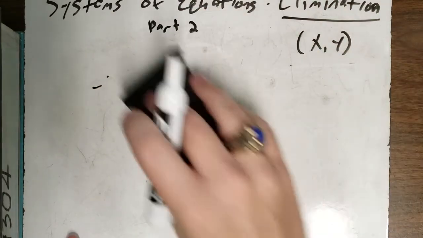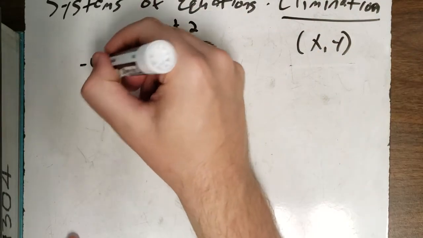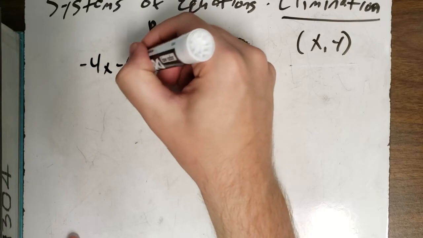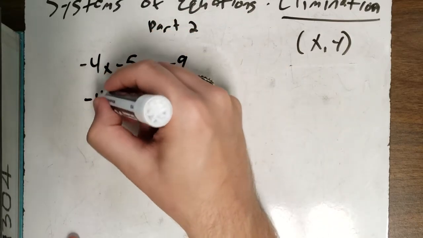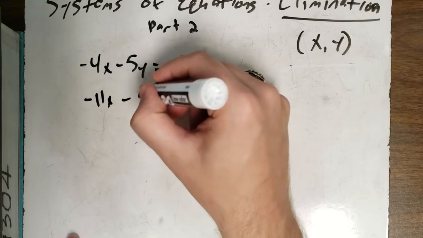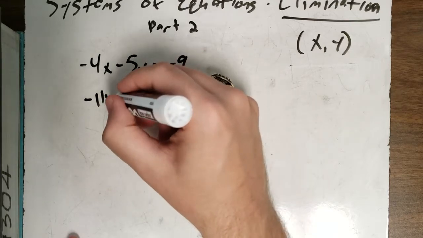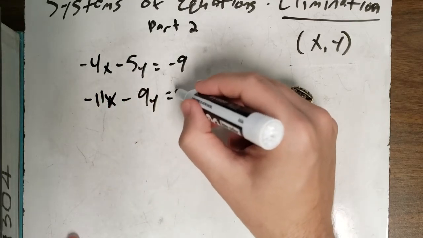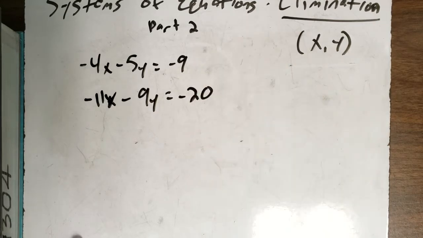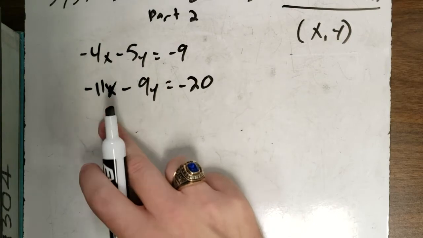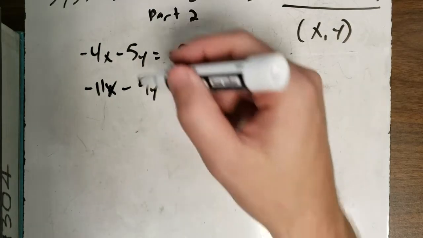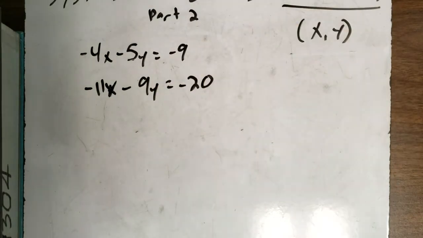Negative 4x minus 5y equals negative 9. Negative 11x minus 9y equals negative 20. Now, once again, we look. Negative 4x, negative 11x, negative 5y, negative 9y. So nothing cancels out right away.